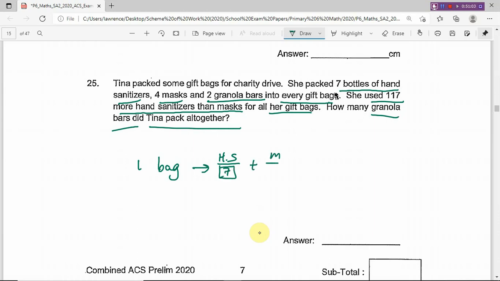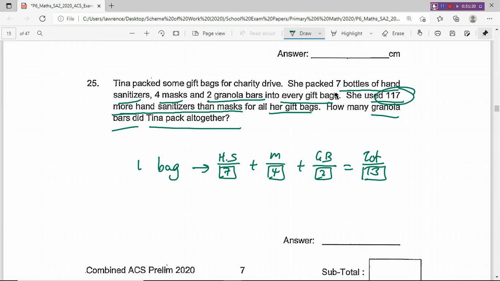I got 4 masks in one bag. I got granola bars, which is 2. And how many inside one bag? So you add together, total, you get 13, right? 13. Now she used 117 more hand sanitizer, which is how many groups?